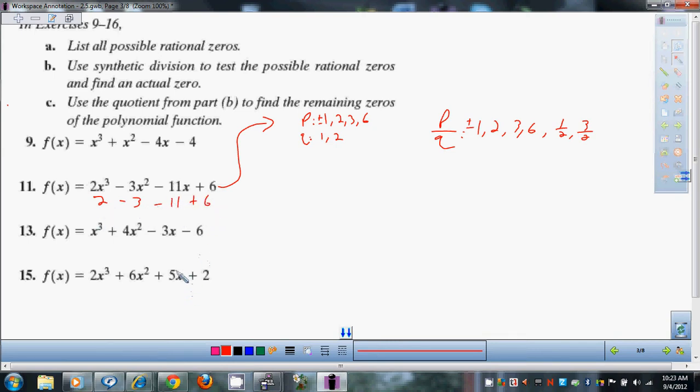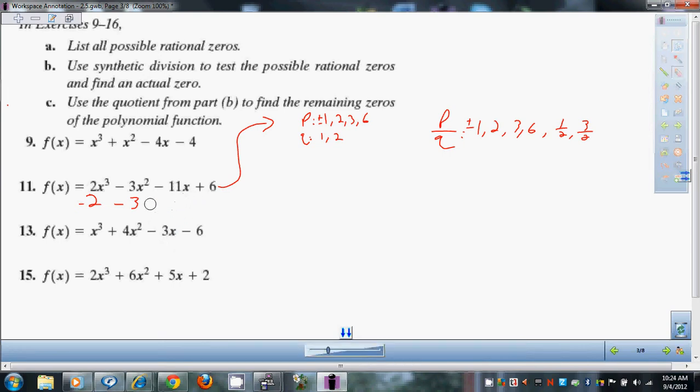Is that going to equal 0? No, it's negative 1, negative 12, positive 6, or negative 6. Not 0. So positive 1 did not work. Let's try negative 1. So it'll be negative 2 minus 3 plus 11. Is that going to be 0?